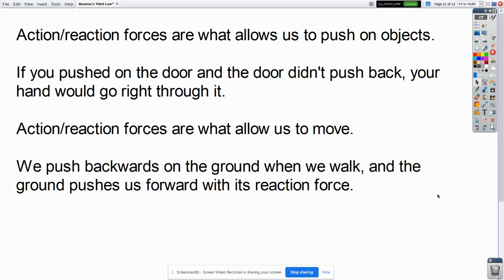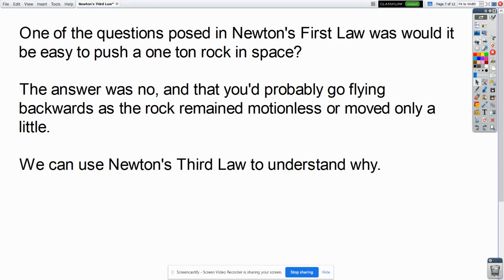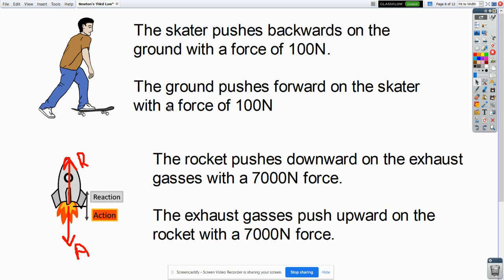If there were no action-reaction pairs, you could not push on a door. Your hand would simply go straight through the door. Action-reaction forces are also what allow us to move. As we go back to that skater example, what allowed this skater to move was not the skater pushing forward on anything. The skater actually pushes backwards on the ground. That's the action force. What makes the skater move forward is the reaction force.